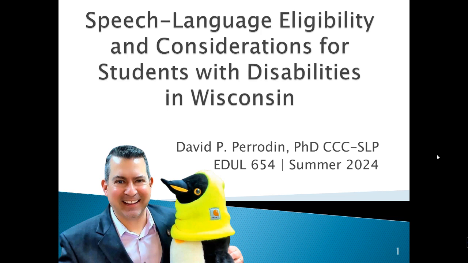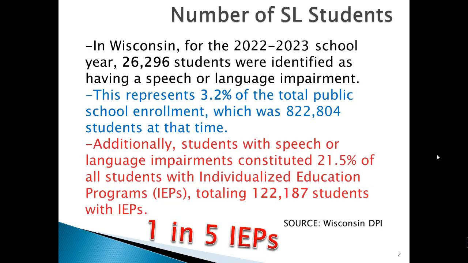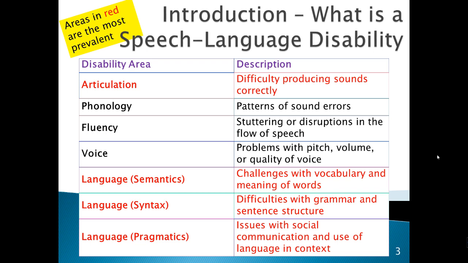I will be presenting on speech, language, eligibility, and considerations for students with disabilities in Wisconsin. For the 2022-23 school year, 26,296 students were identified as having a speech or language impairment. And what that looks like for IEPs is about 1 in 5 IEPs has speech language as either a direct or a related service. So it is a high prevalence disability area in the state.